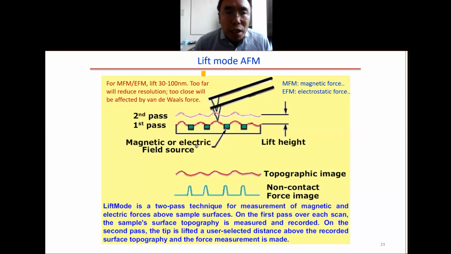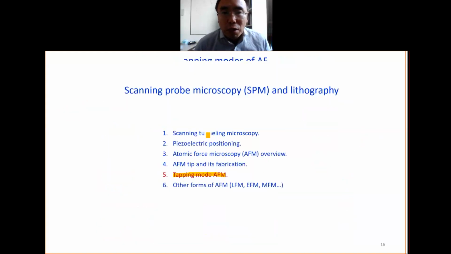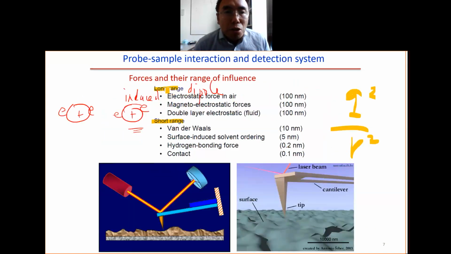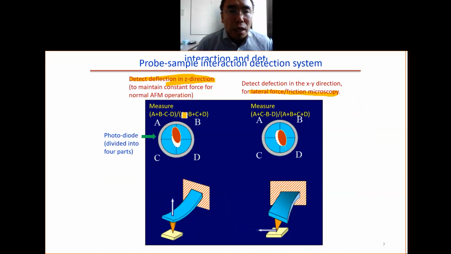So the next mode is the lift mode. We know that different forces have different ranges. You can see it here: this is the long range force, this is the short range force. If we want to detect magnetic force or electrostatic force, those are long range forces. But if the tip is too close to the sample surface, it can also feel those short range forces. In order to avoid those short range forces and measure only the long range force, we do the lift mode.